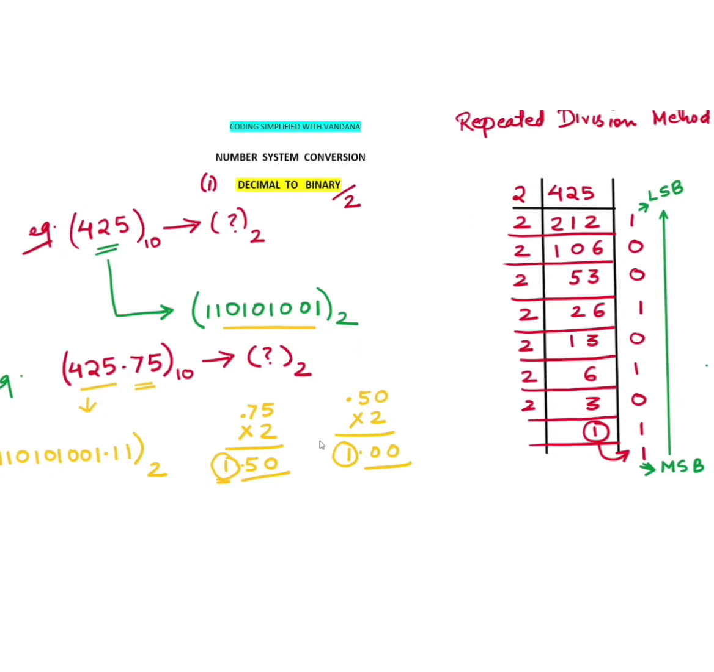I hope this conversion is clear to everyone. Decimal to binary conversion. This was the given decimal number 425.75, and it has been converted to this given binary number 110101001.11.